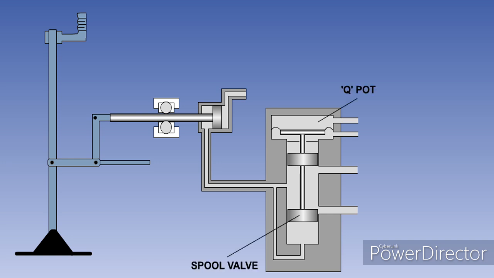In the schematic shown here, the Q-pot controls the position of a hydraulic spool valve. The pressure gauge is not part of the system. It is shown only for illustrative purposes. The pilot's flight control input is connected to a hydraulic piston, and he has to overcome the hydraulic pressure being applied to the piston in order to operate the control.